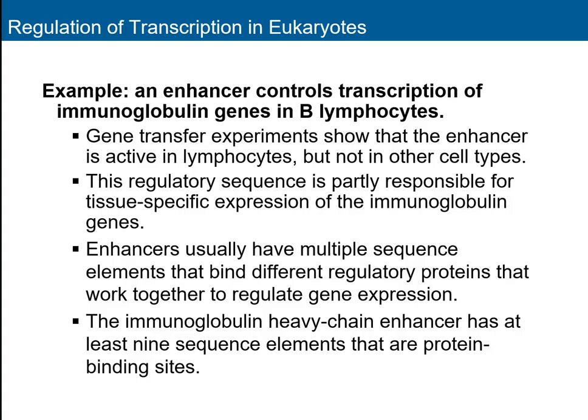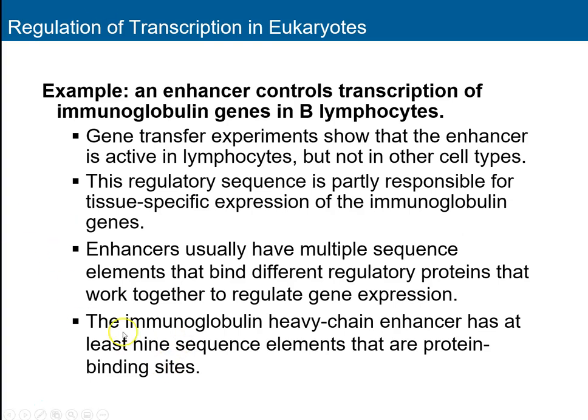Okay. So here's an example of an enhancer. An enhancer controls transcription of immunoglobulin genes in B lymphocytes. It shows that this enhancer is active in lymphocytes, but not in other cell types. Okay, and so it's partly that regulatory sequence, that enhancer sequence, that is partly responsible for the specific expression of immunoglobulin genes, right? And so let's look at a figure of this in a second.